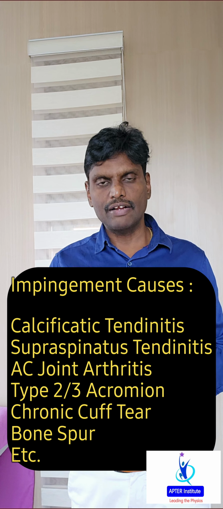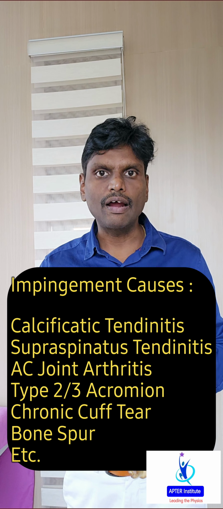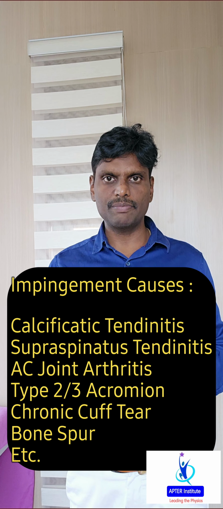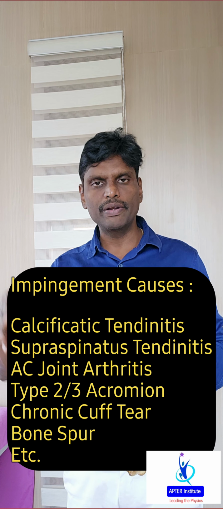But when the patient is having clinical sign of impingement or pain during abduction, and if the MRI says something like calcification or tendon rupture or tendon tear or AC joint arthritis, spurs in the subacromial space or acromial shape itself, sometimes type 3 acromion, type 2 acromion can cause the impingement. So these are the many reasons for impingement. The impingement is a sign of something compressing on something. So impingement is not a diagnosis. If you want to diagnose the reason for impingement, perhaps you may have to look into the MRI.